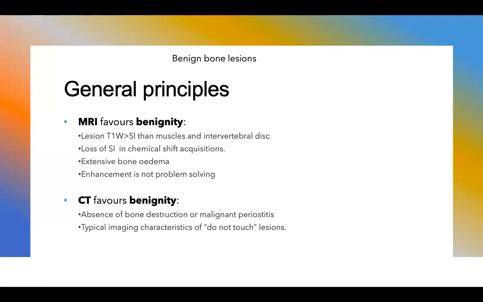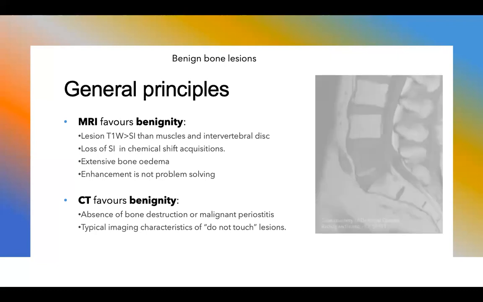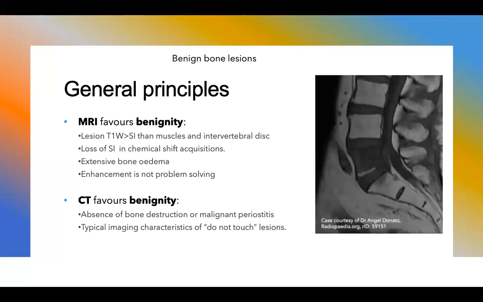Some general principles that we can keep in mind when we are reporting or when we need to assess an MRI scan that favor benignity are when the lesion signal intensity in T1 weighted images is higher than muscles and the intervertebral disc, in contrast to this MRI scan where the vertebral body has a lower signal intensity than the intervertebral disc.